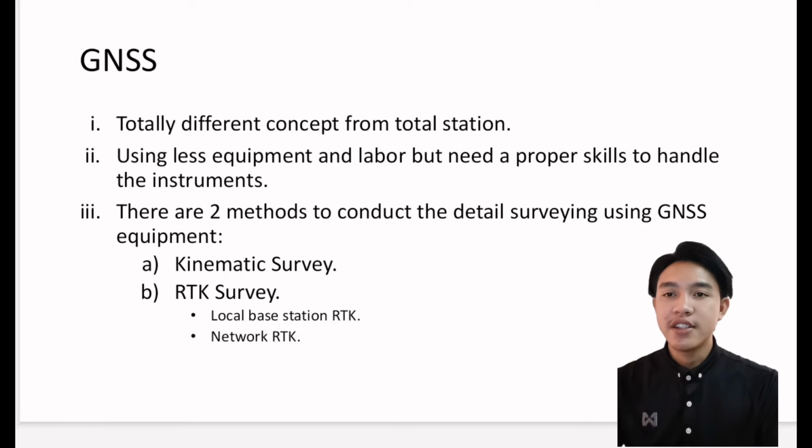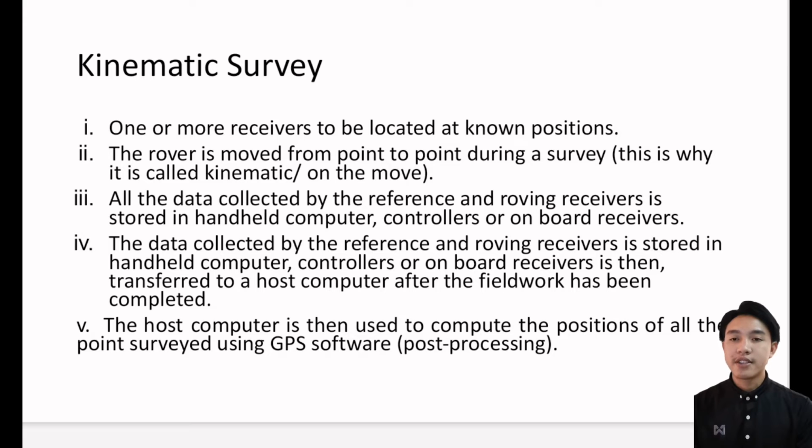For GNSS, it is a totally different concept from Total Station. It uses less equipment and labor but needs proper skills to handle the instrument. There are two methods to conduct detailed surveying using GNSS equipment. First, kinematic survey. Second, RTK survey. For RTK survey, it has two fractions. First, local base station RTK. Second, network RTK. For kinematic survey, one or more receivers are located at a known position.